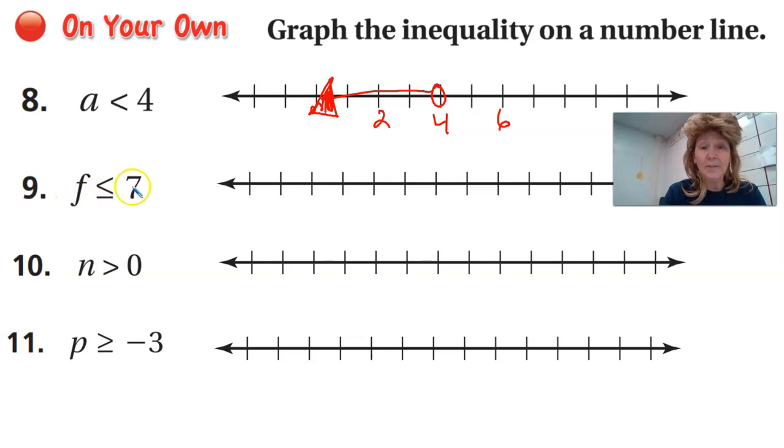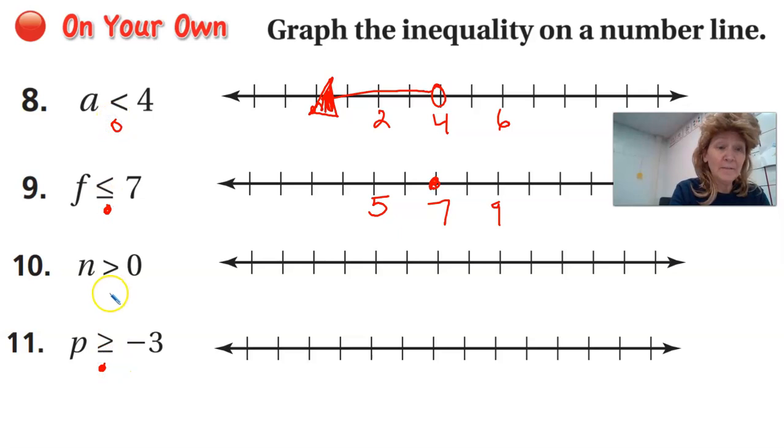f is less than or equal to 7. I might go 5, 7, 9. This is a closed circle. Oh, it might be a good idea if I do a closed circle down here, just to remind myself which ones are open and which ones are closed. So this includes that number, so I do that. I put an arrow on the end, all those numbers.